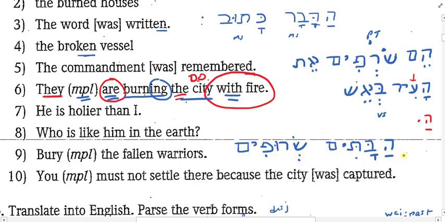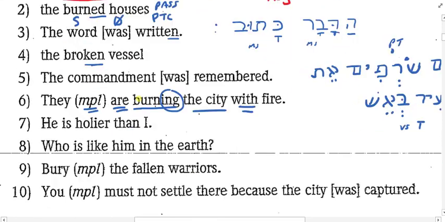And then there's one last operation that needs to happen. If it's attributive, we have to follow the ha-ha rule, right? Ha-batim, ha-sarufim. So we've got to add the article. So ha-batim, ha-sarufim. The houses, the burned, or the burned houses. Okay?